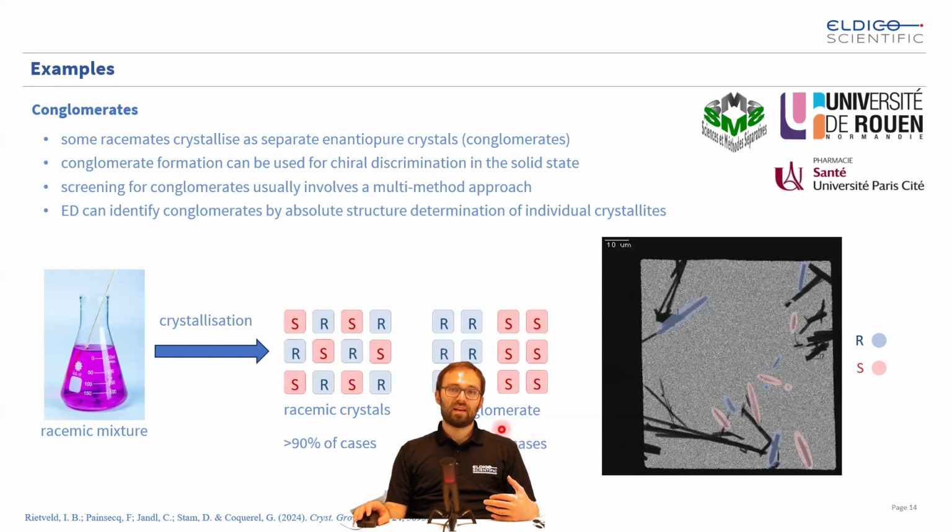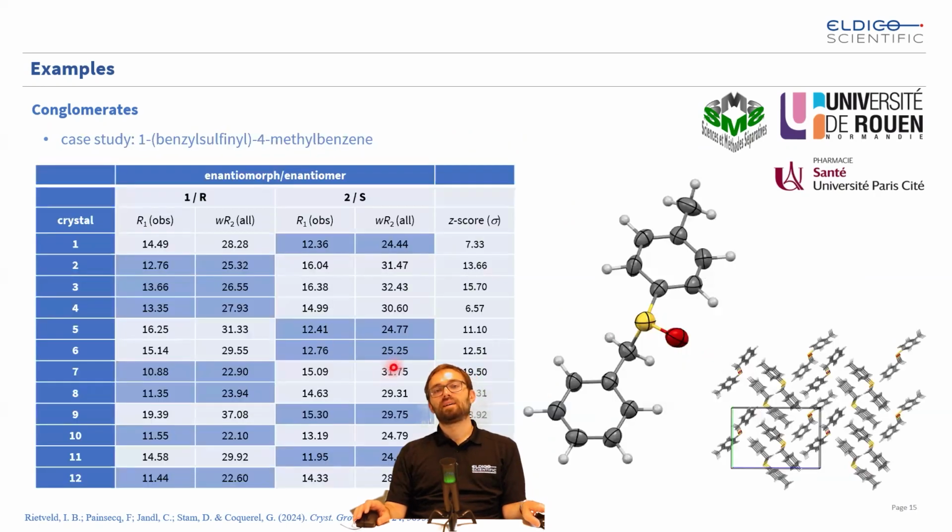So we wanted to prove that electron diffraction can directly identify a sample as a conglomerate. And the idea is shown here. So basically, we use the power of electron diffraction to measure individual crystals in a mixture, and then we perform an absolute structure determination. So if we then find both enantiomers present, as is illustrated here, this basically proves the formation of a conglomerate in this case. And we can have a look at an example here.